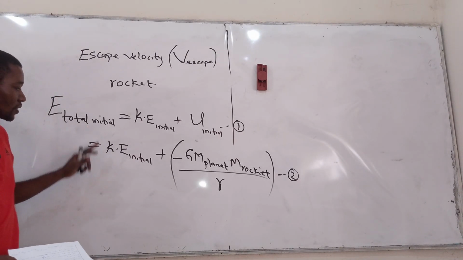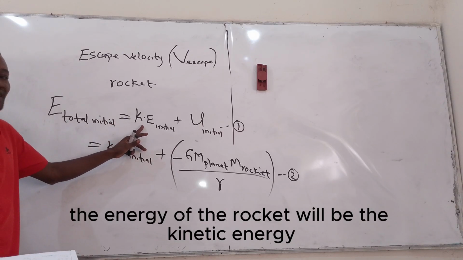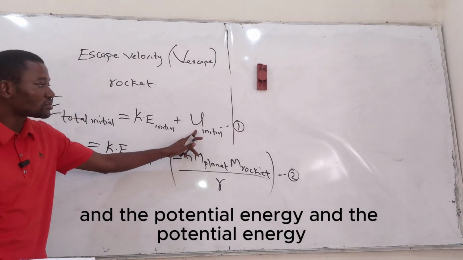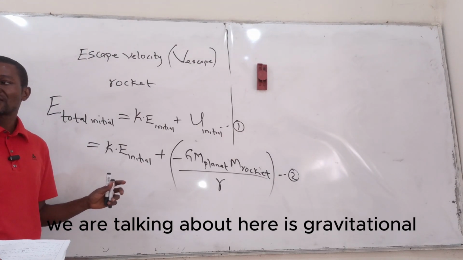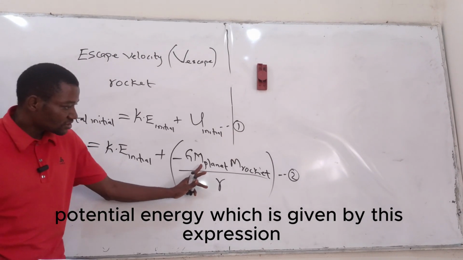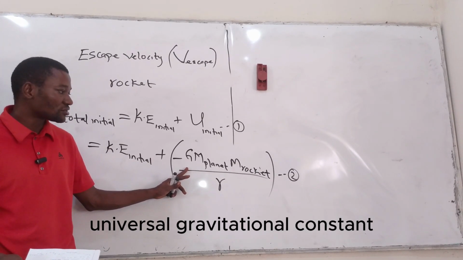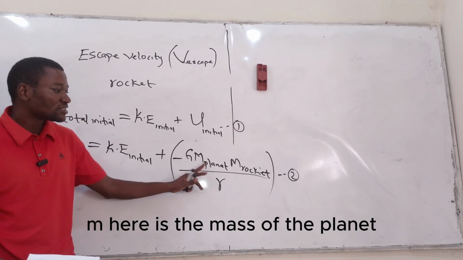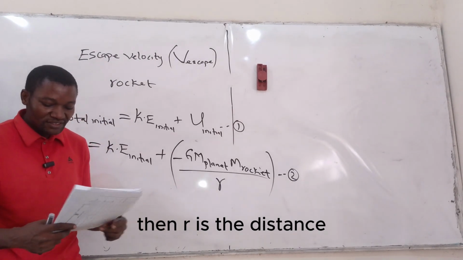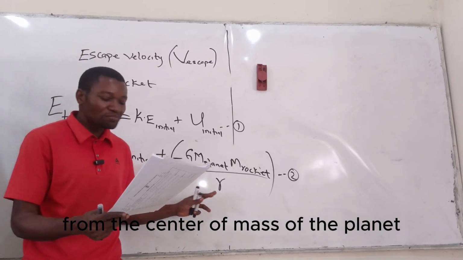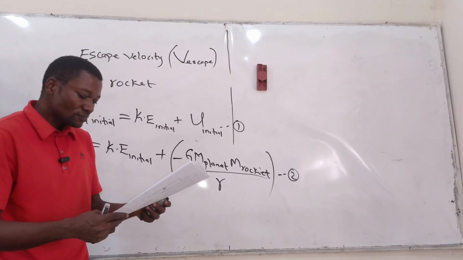So from the total initial energy, the energy of the rocket will be the kinetic energy and the potential energy. And the potential energy we are talking about here is gravitational potential energy, which is given by this expression. G here is the universal gravitational constant. M here is the mass of the planet, m is the mass of the rocket to be launched, then r is the distance from the center of mass of the planet to the center of mass of the rocket.